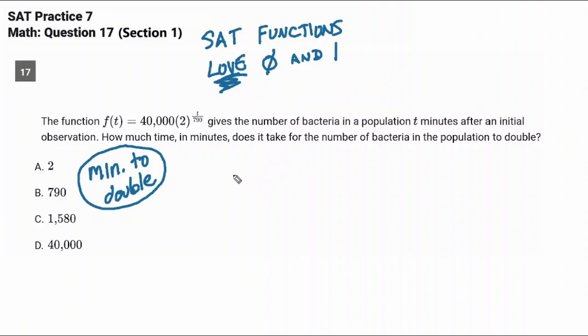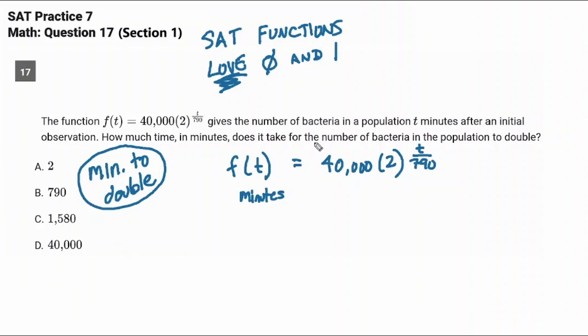So you got to start by writing the function. The function of t, what's t by the way? That's minutes. That's time. Equals 40,000 times 2 to the t over 790.